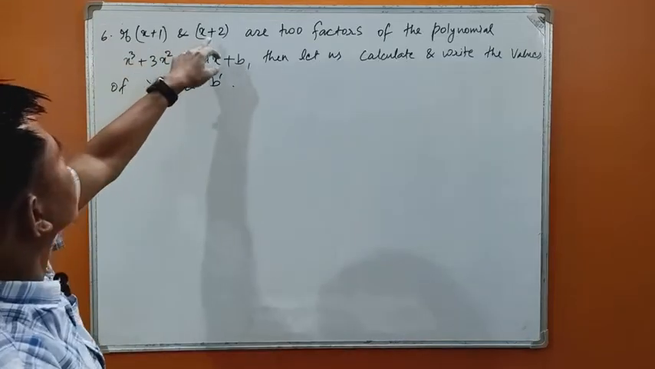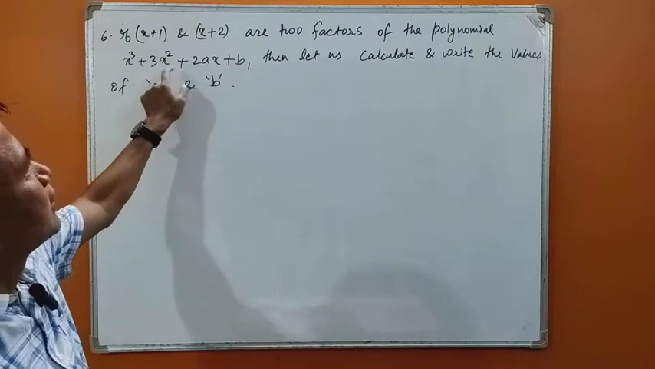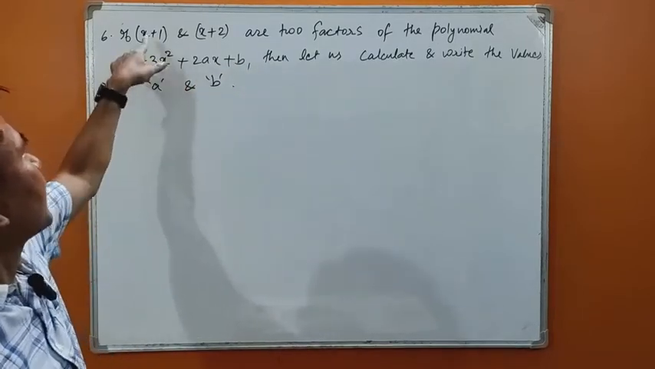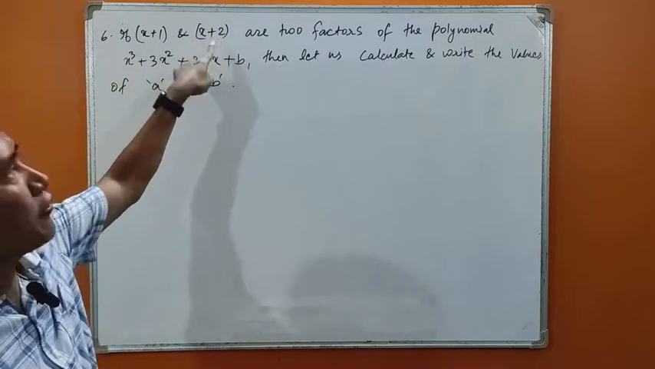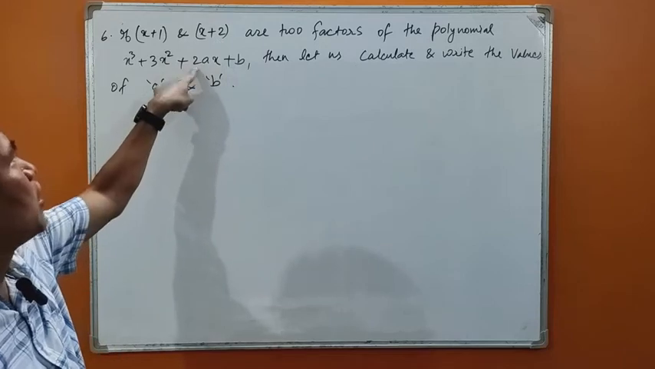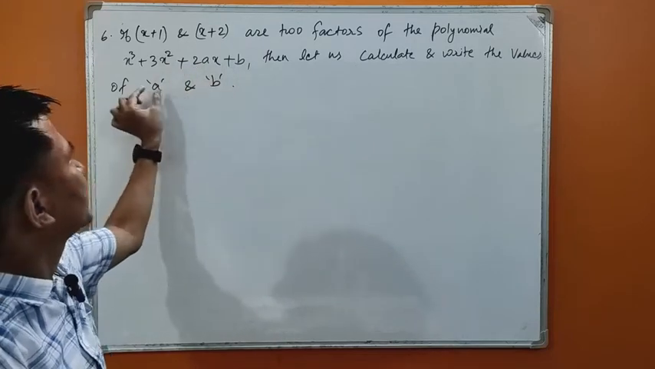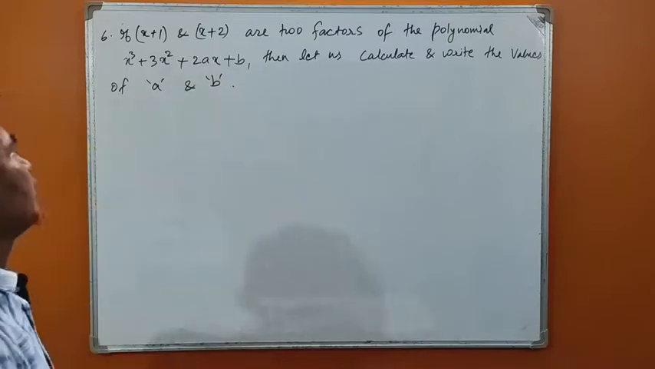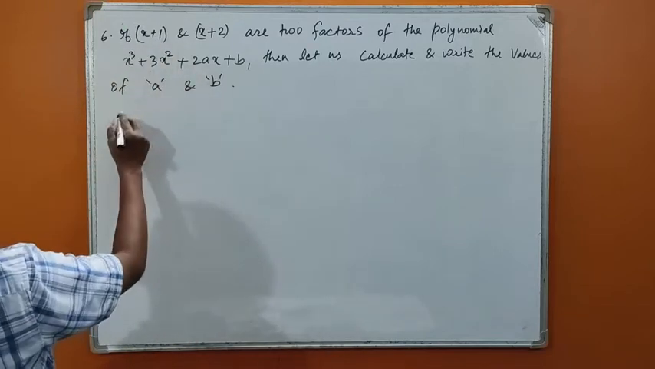If x plus 1 and x plus 2 are the two factors of this expression, then let us calculate and write the values of a and b. x plus 1 is a factor of this expression and x plus 2 is also a factor of this expression. Then what are the values of a and b? We are asked to calculate the values of a and b. Okay, let us first start with this.